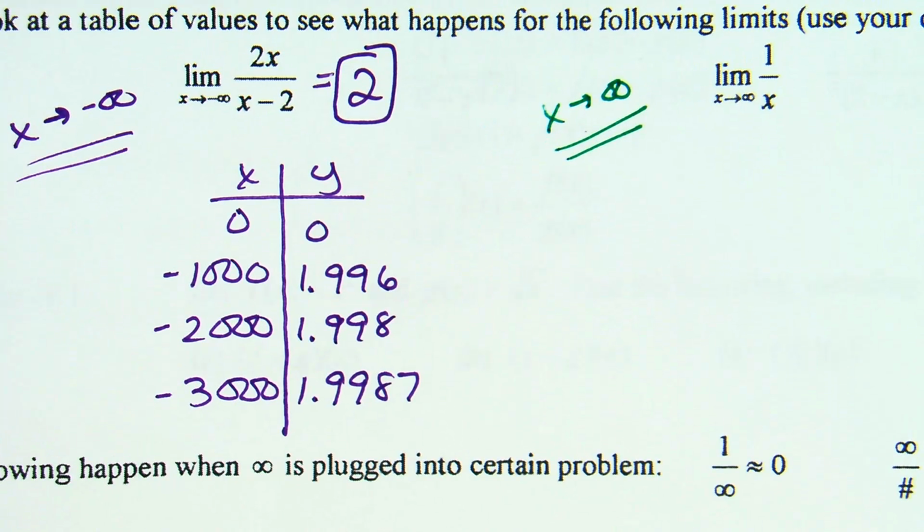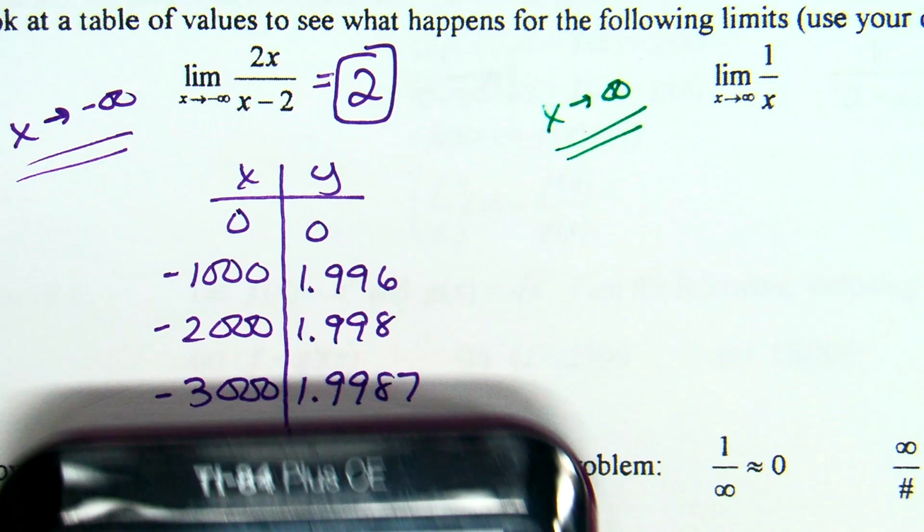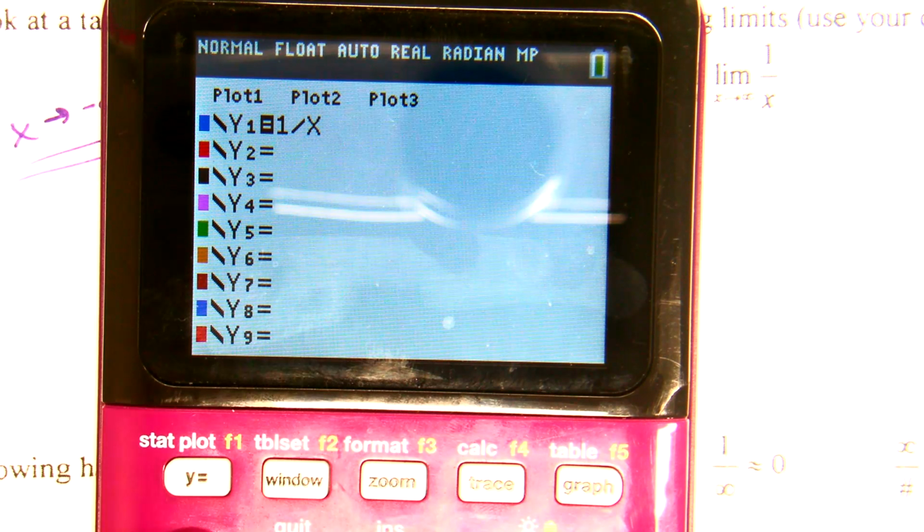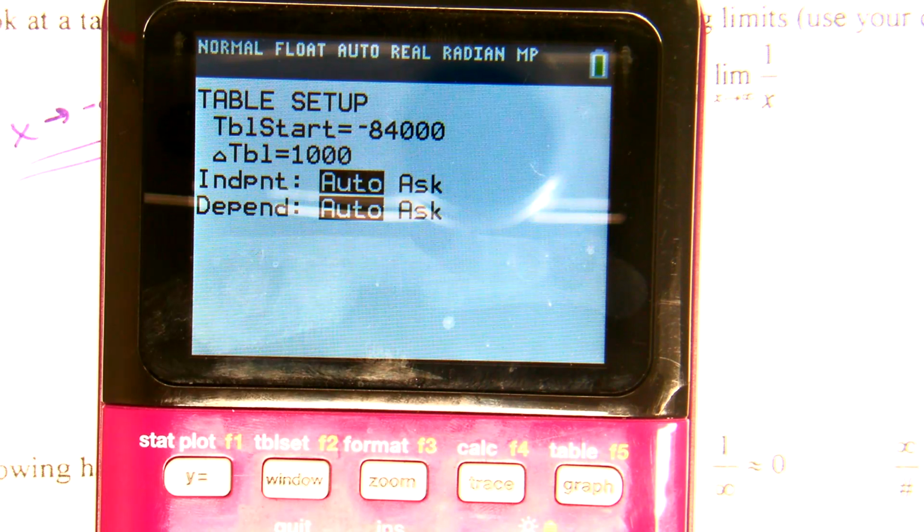So when you're ready, try number 2. So first of all, I'm going to go to y equals, and I'm going to change it to 1 divided by x, because I don't want to run into that fraction issue again. I just used a division sign, right? If you just go straight to your table, it's going to probably pick up wherever you left off, isn't it? So my recommendation is you go to table set. Yeah, because my table start is negative 84,000. I'm going to make my table start 0.